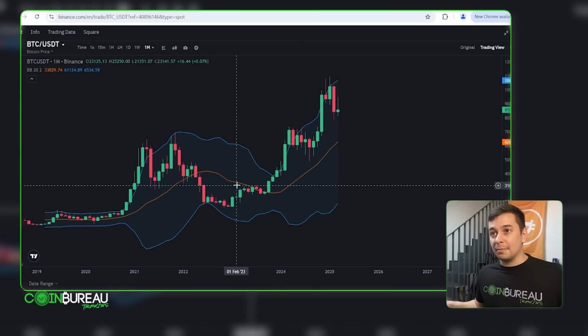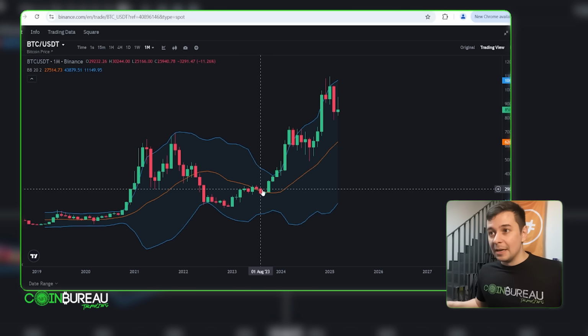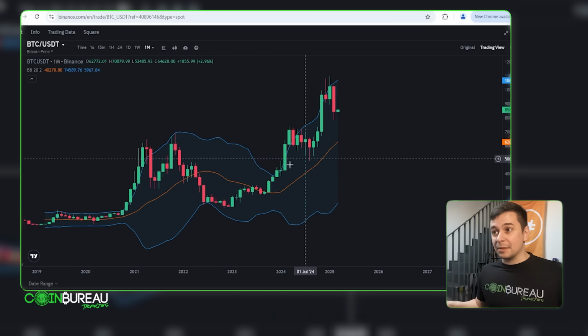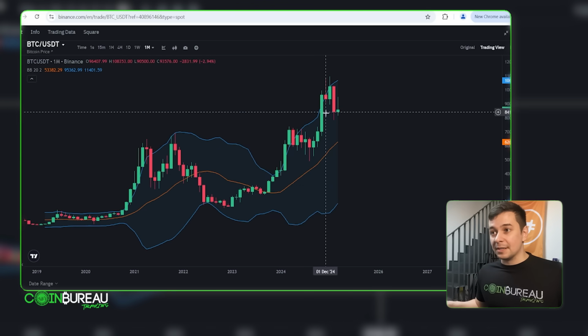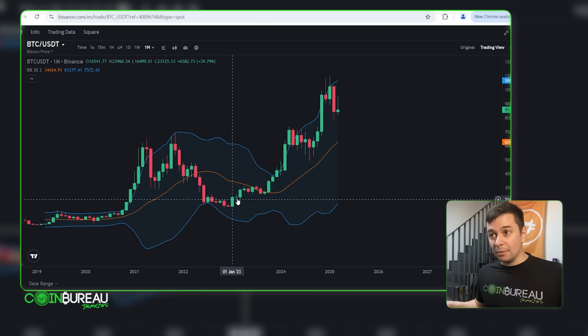So as you guys can see, the Bollinger Band moving average has been a very key zone, a very important level that Bitcoin's kind of respected throughout this whole bull market. And you could say that if Bitcoin is above the Bollinger Band moving average on the monthly, then it's in a bull market. If it's below, then it's in a bear market.